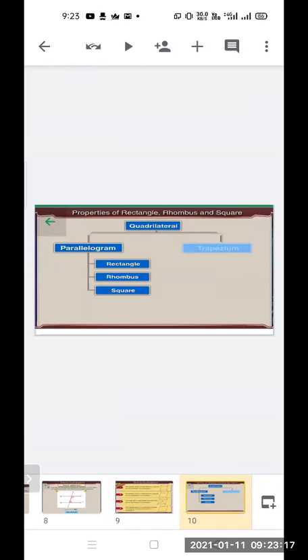Why are they parallelograms? Because their sides are congruent, their sides are parallel, and also their diagonals bisect each other. All these things come under the parallelogram. That's why we can say that rectangle, rhombus and square are forms of parallelogram. The next type of quadrilateral, the trapezium, we are going to discuss later. First we are going to discuss these three: rectangle, rhombus and square. So let us see one by one.